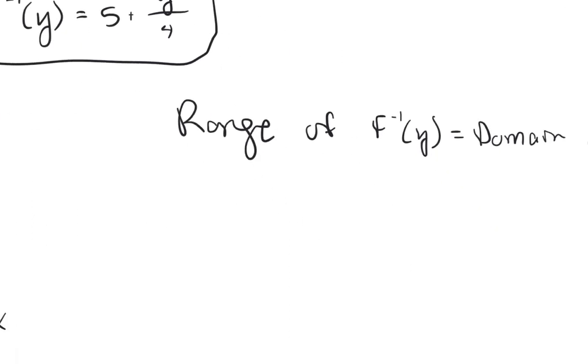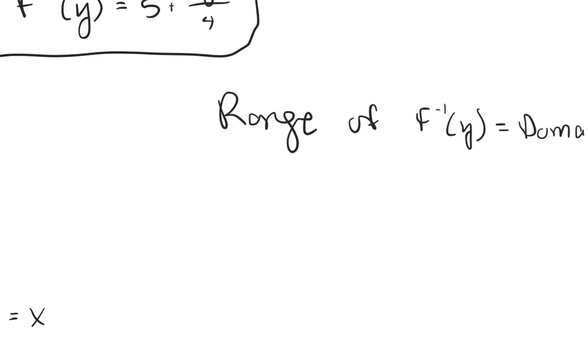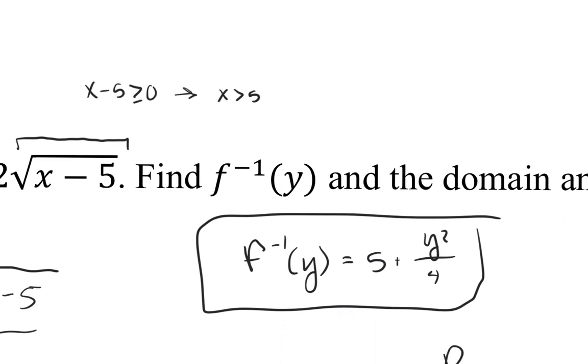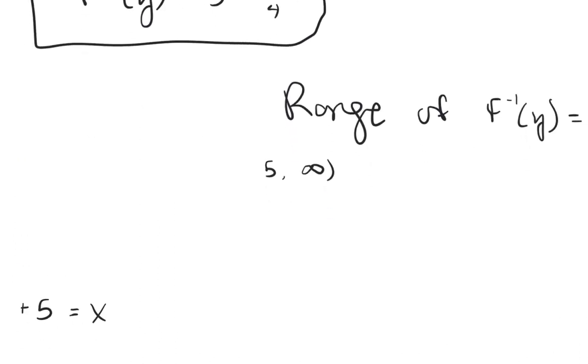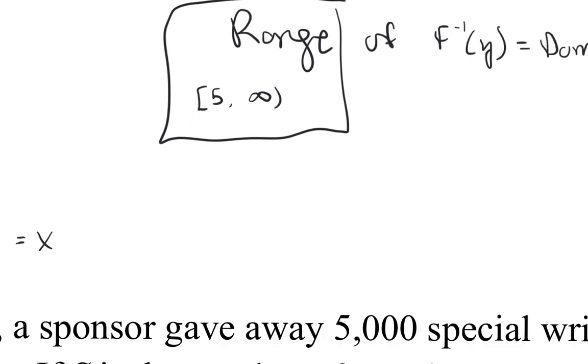So our range will be 5 up to infinity. Now infinity is unincluded, so let me rewrite this. It needs to be greater than or equal to 0. So x has to be greater than or equal to 5, which means that 5 will be included in the range. And for the domain, the opposite will be true.